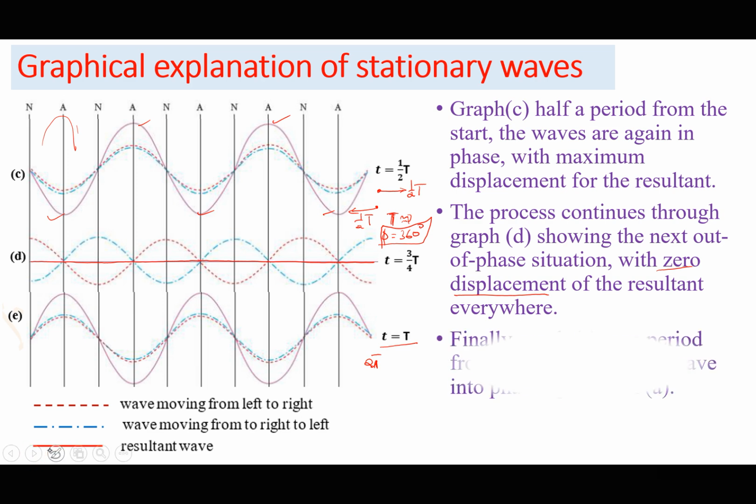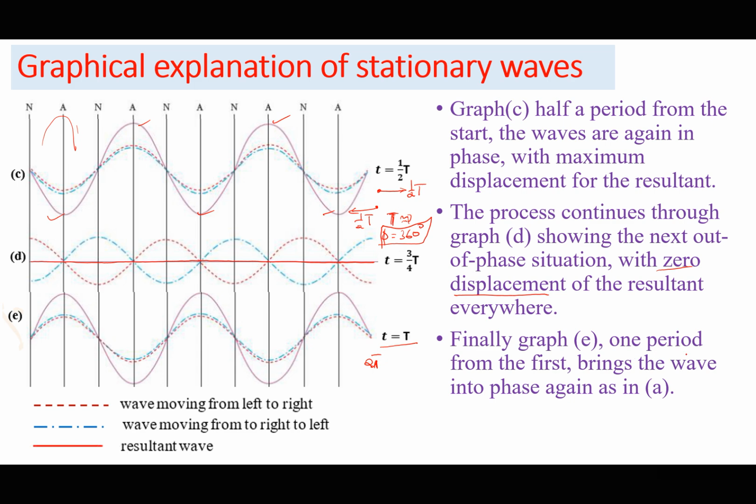So finally the graph E, one period from the first, brings the waves into phase again as in A. So this is what happens after one complete cycle of each of these two waves. We now go back to where we started from, and then the process continues, and so on and so forth. So this is how we interpret these graphs. The graph part here is the hardest, I think, in waves. This is the hardest part.